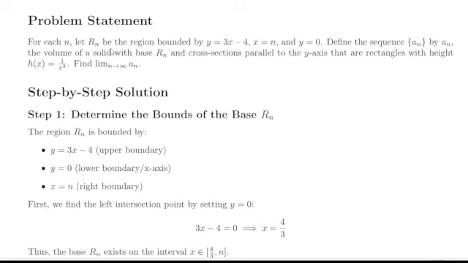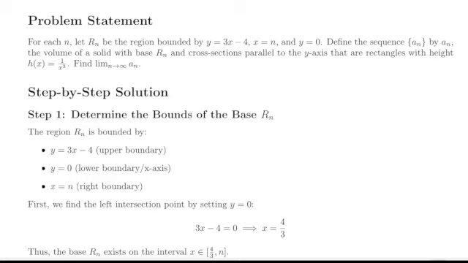For each n, let R sub n be the region bounded by y equals 3x minus 4, x equals n, and y equals 0. Define the sequence A sub n by A sub n, the volume of a solid with base R sub n, and cross sections parallel to the y-axis that are rectangles with height h of x equals 1 over x cubed. We want to find the limit as n approaches infinity of A sub n.